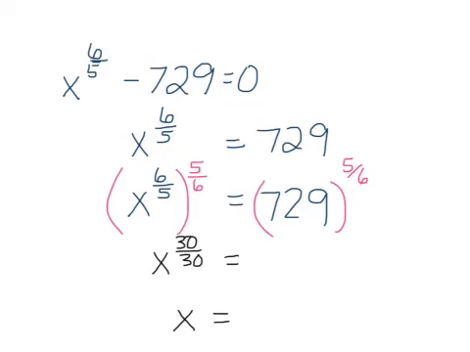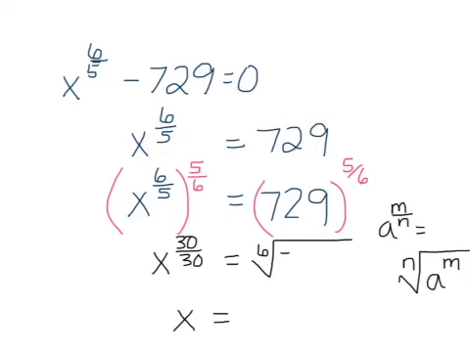On the right hand side, if we remember our properties of exponents, our denominator represents our index. This is the root that we're taking. And the numerator represents our power. So for our example, this is saying we want the 6th root of 729 raised to the 5th power.